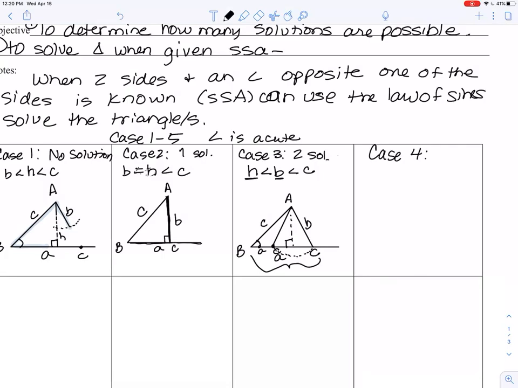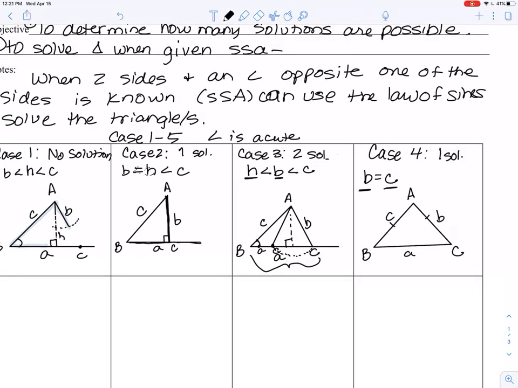Again, remember, these are all cases where the given angle is acute. This one is going to be 1 solution. In this case, B is going to be equal to C. So if you can imagine for a second, here's angle B, which is our angle that we're given, and then here's side C, and then here's side B. This would actually be an isosceles triangle. So if the 2 given sides are the same measure, then you have an isosceles triangle and you'll get one solution.